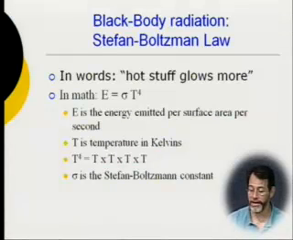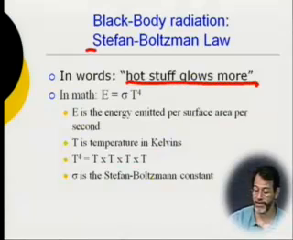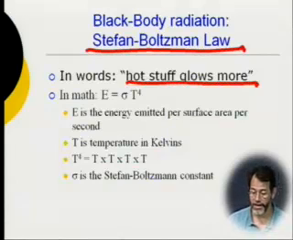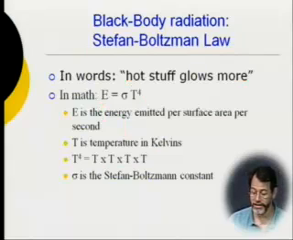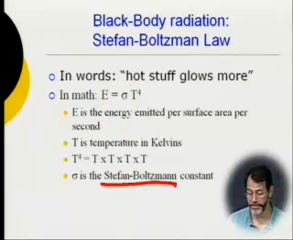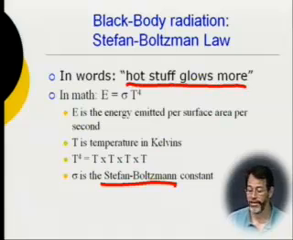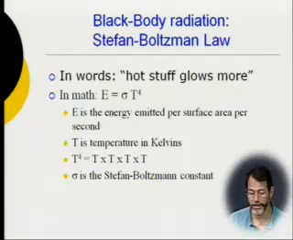So the hotter something is, the more it glows. And that is determined by the Stefan-Boltzmann law. In math, the energy it gives off is sigma, which is a constant, times the temperature to the fourth power. So E is energy, T is temperature again. Sigma is a constant called the Stefan-Boltzmann constant because this is the Stefan-Boltzmann law. And this law just says, as I said, hot stuff glows more. Heat it up, it's going to give out more energy, more photons.